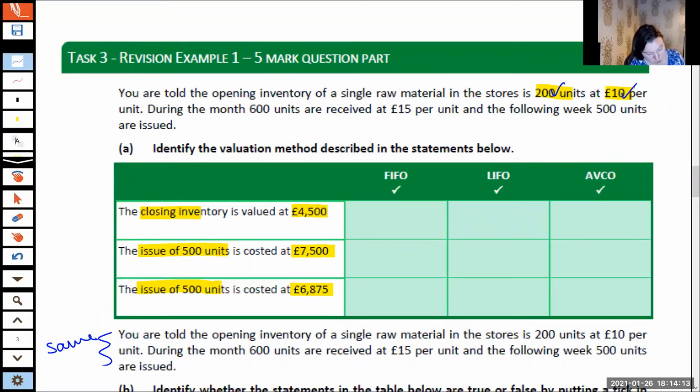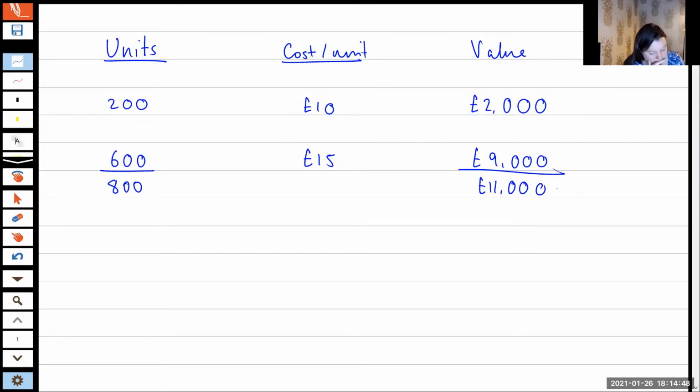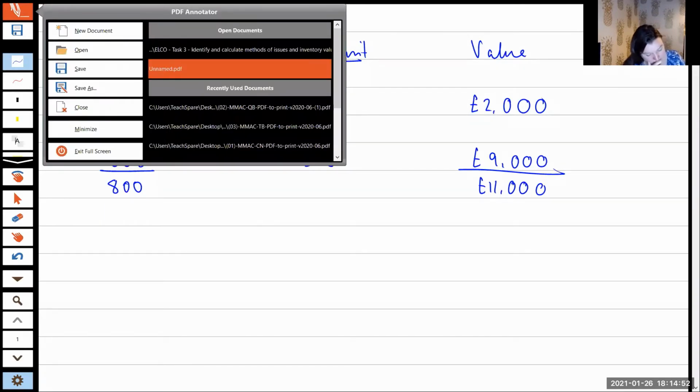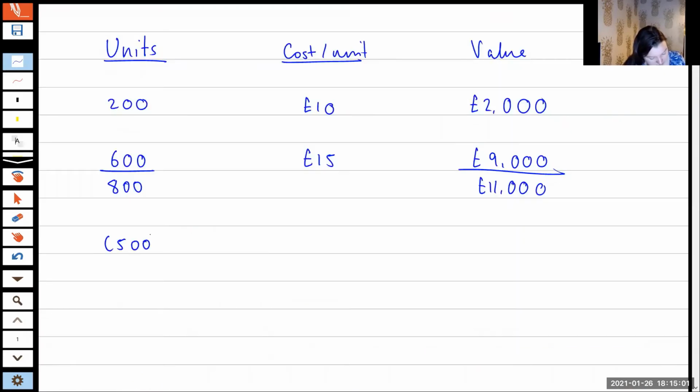The question then says, during the month, 600 units are received at £15 per unit. So I'm going to do 600 units at £15 per unit. 600 times 15 is £9,000. So at this stage, we have 800 units in inventory that have cost us £11,000. The question then says the next week 500 units are issued. So we know that 500 units are taken out of inventory, which means we have 300 units left. And the question becomes, okay, but what was the cost of those? The question then becomes, what is our closing inventory?